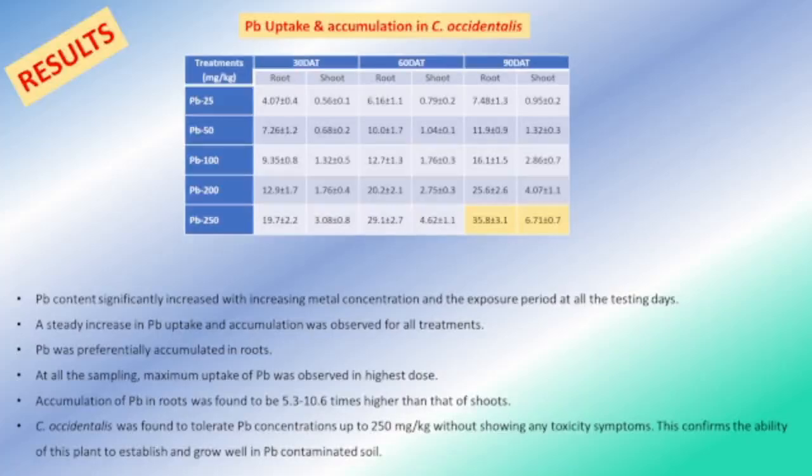Lead accumulation was found to be more in root, 5 to 10 times higher in root as compared to the shoot, and we can say that lead was preferentially accumulated in the root. Throughout the treatment, a steady increase in the lead uptake and accumulation was observed for all the plants. Further, we also observed that the plant was able to tolerate the lead concentration up to 250 milligram per kg without showing any toxicity symptoms, which confirms the ability of this plant to establish and grow well in lead contaminated soils.